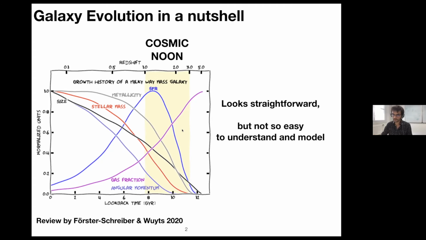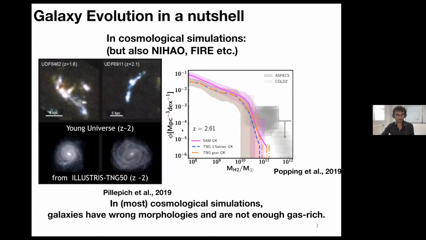For instance, in state-of-the-art cosmological simulations, and here I'm talking about, for instance, Illustris TNG, the galaxies at redshift 2, so the cosmic noon, have very strange morphologies compared to what we observe. I mean, the star-forming galaxies are very smooth. They have nice spiral arms. Sometimes they have a bar. Whereas what we see from the Hubble deep surveys is that star-forming galaxies at redshift 2 are mostly clumpy.